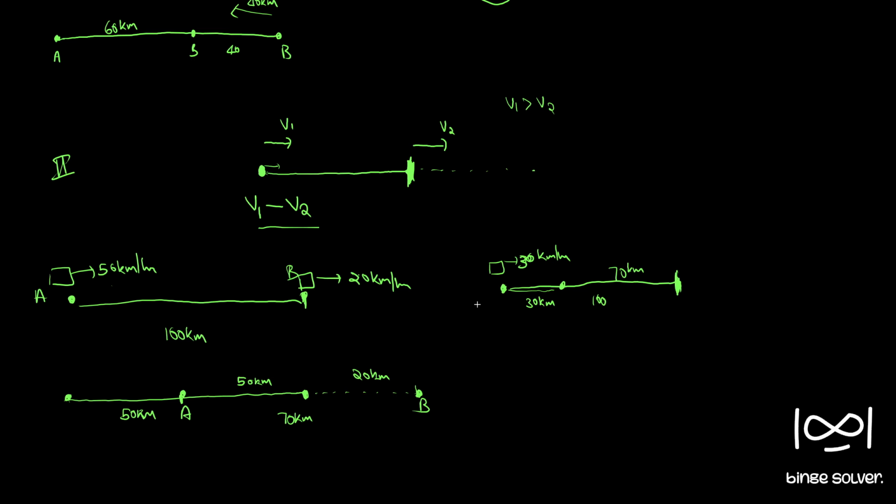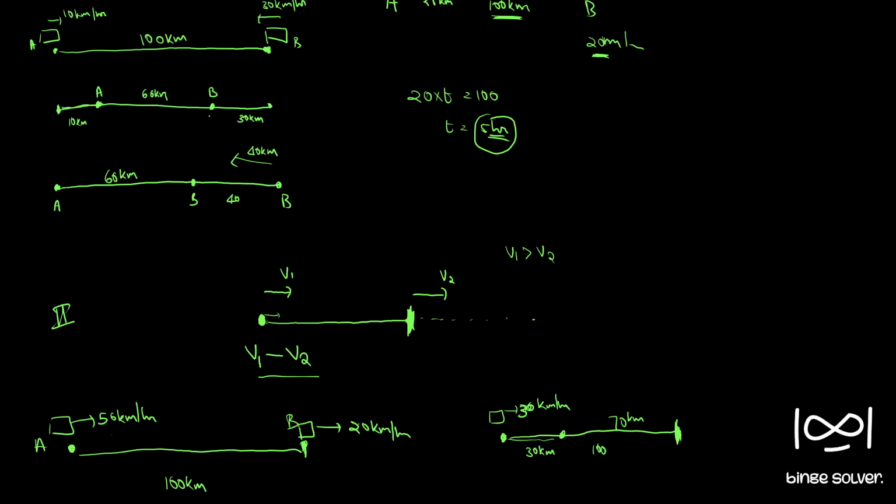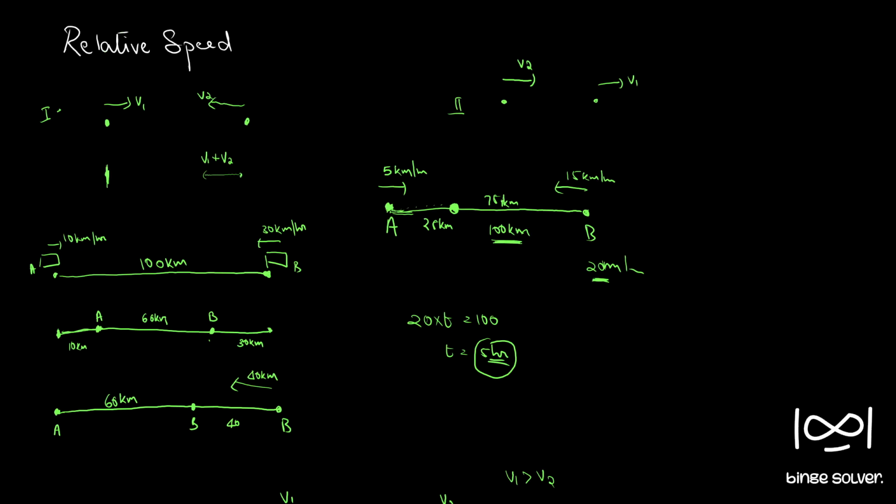So as you see, same concept, but when two persons or two objects are moving in the same direction, we will have to use V1 minus V2 as the relative speed and apply the concept. So this is the basic idea of relative speed.